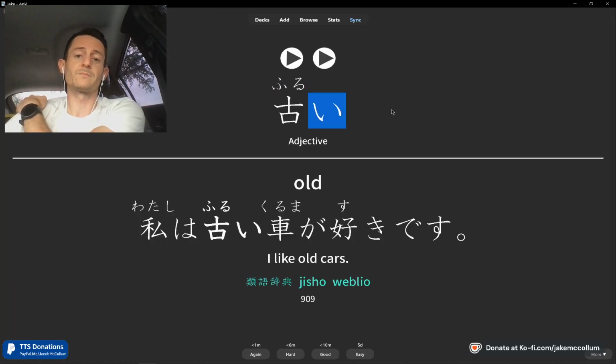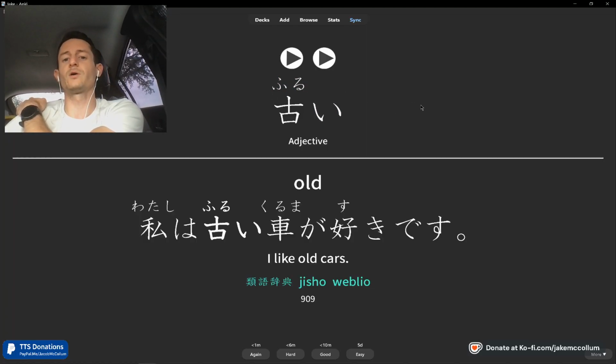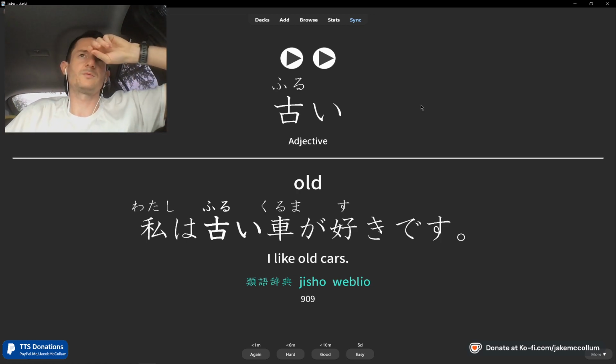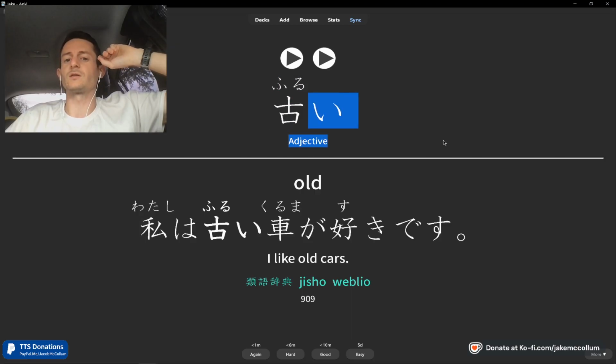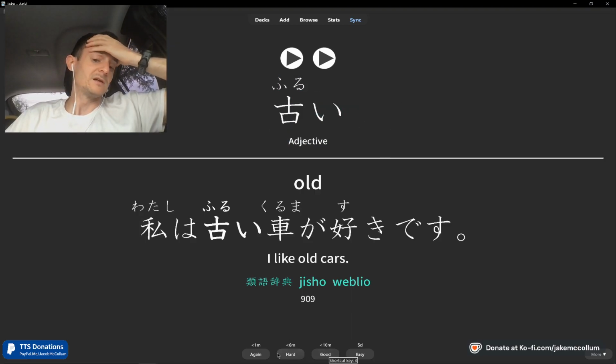So, furui. Furui, like you are... Furui, how do you remember that? Furui, like you are done. You are old. The kanji for dirt. Furui, like just old. Let's see if we can remember it that way. Again.